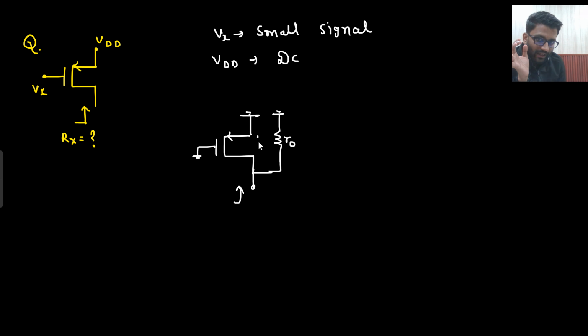So if I write down the current in downward direction, what would that be? Gm into 0 minus 0. So current in MOS is 0. So there is no current in the MOS.